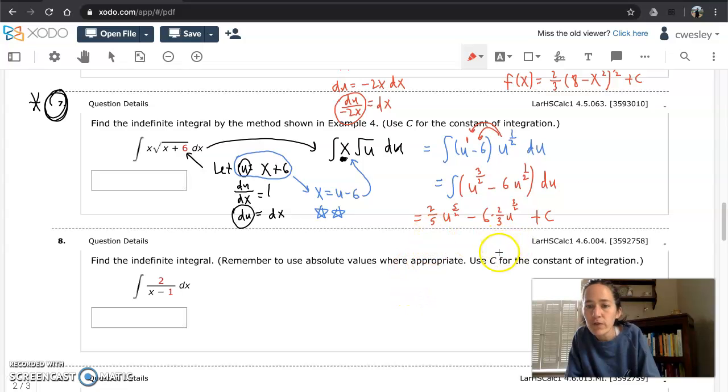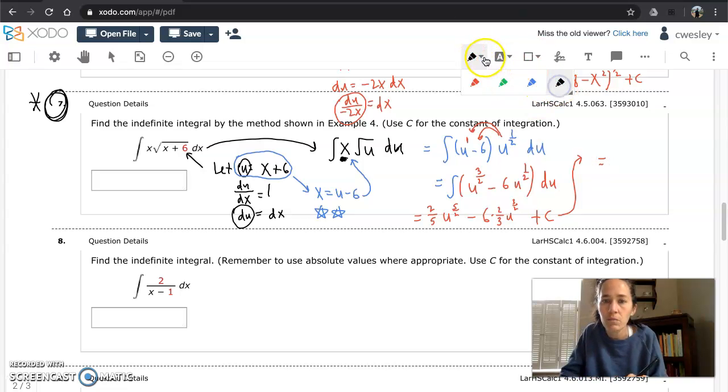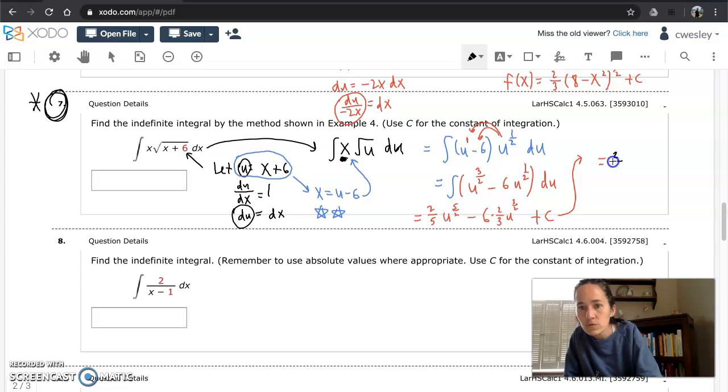And we want to simplify a little bit and plug back in. We'll actually take this one the full way. So the answer is going to be 2/5. Instead of writing u, we can write, what do we call u? x plus 6 to the 5 halves. That's the first part of your answer. Minus, in my problem, you might not have had a 6 there. So minus 2/3 of 6. So minus 4 times x plus 6 to the 3 halves. And don't forget plus a capital C at the end. That should look pretty good.